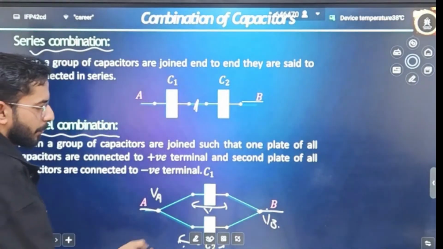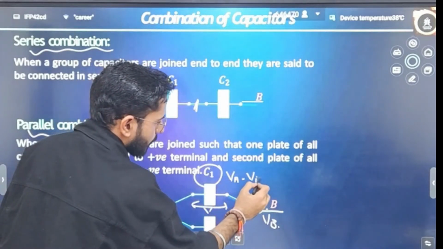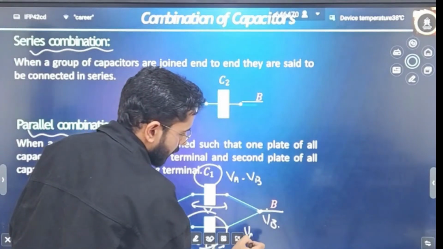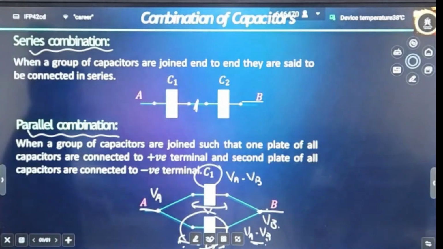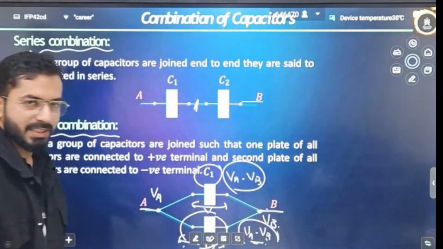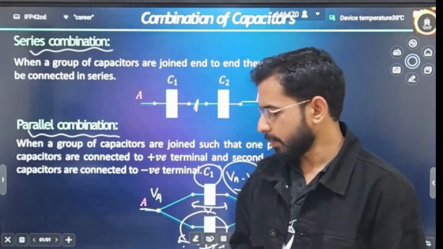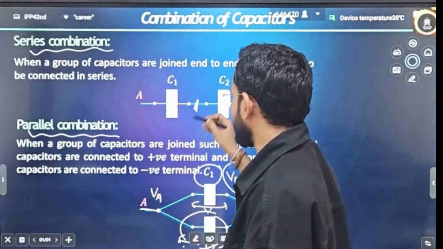When I have to write the potential difference across this capacitor, what will I write? VA minus VB. And if I have to write the potential difference across the second capacitor, again I will write VA minus VB. So can I say across both of the parallel capacitors the potential difference is the same? This kind of combination, when the potential difference is the same, is called a parallel combination.